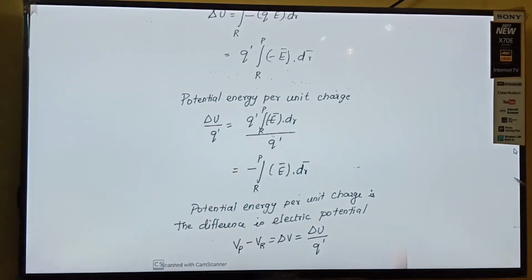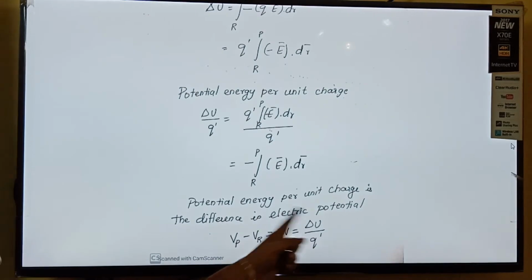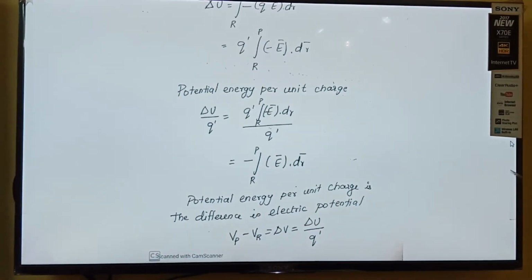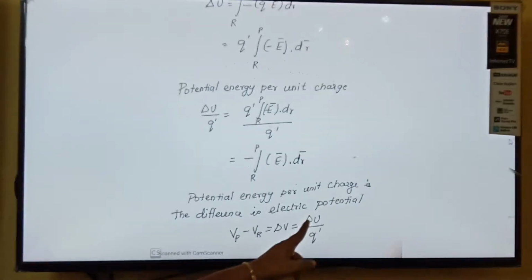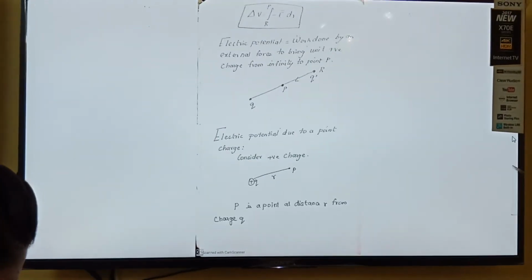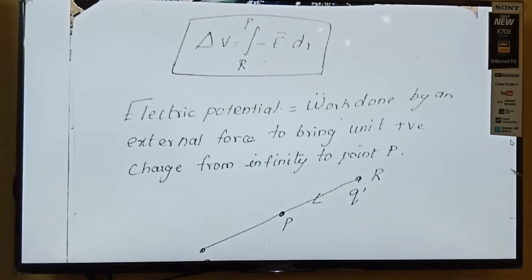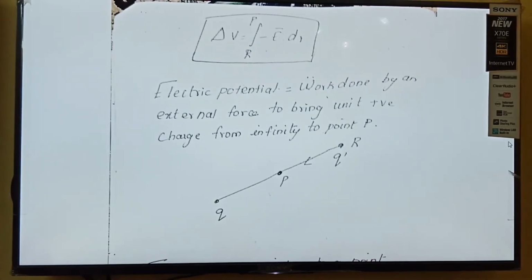In this we write the minus term outside. Next, the potential energy per unit charge is given by the difference in the potentials, V P minus V R, which is given as del V. So instead of del U by Q dash, we write del V. That is what is given in the next step: del V is equal to minus integral of E vector dot dr.